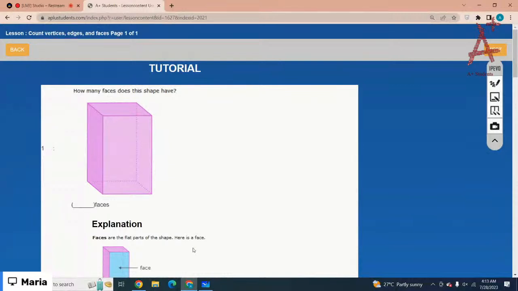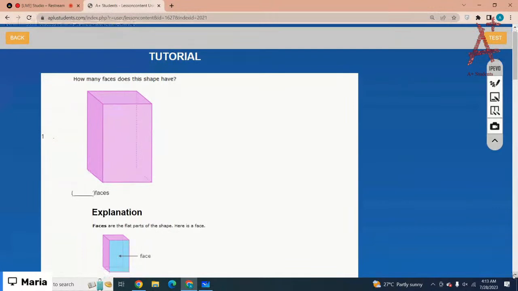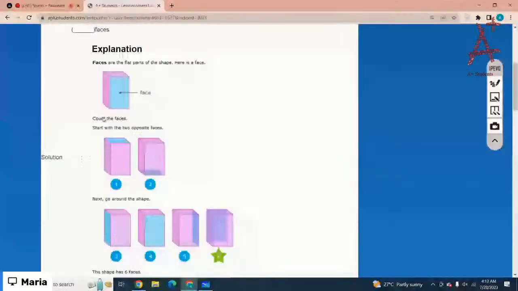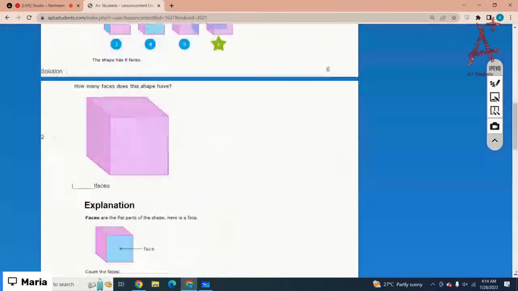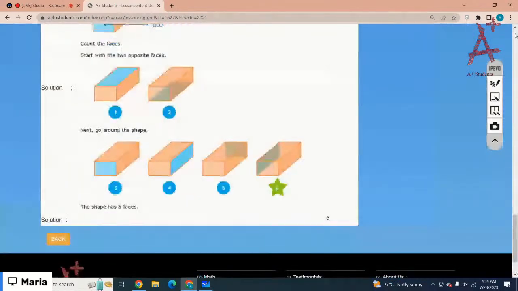Faces are the flat parts of the shape. So here is the shape. Start with the two opposite faces, like the up one, the opposite one is the down one. Two faces, then this one and opposite to this side, four faces, then this one and the back, six. So this shape has a total of six faces. Got it? So the correct option is six.